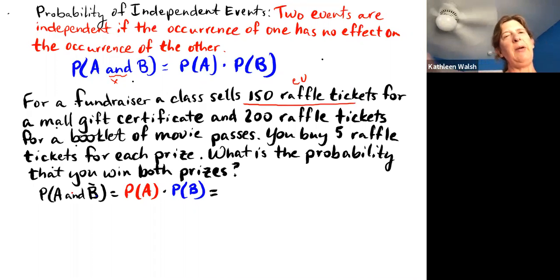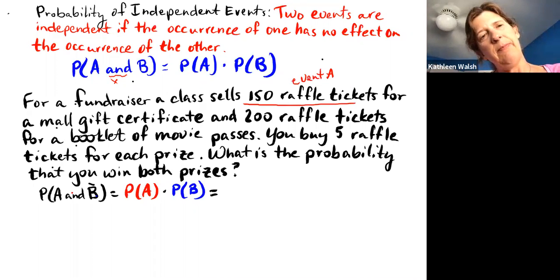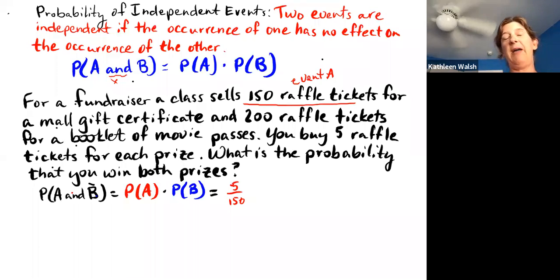And event A, we said, is you buy 5 raffle tickets for a mall gift certificate. So 5 out of the 150.